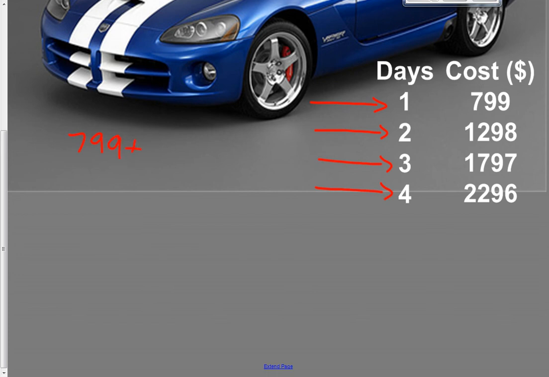$7.99 plus what number? That's called our common difference, gives us $12.98. Well, if you subtract $7.99 from both sides, what is our common difference? Our common difference is $4.99. So each and every day that I rent this Dodge Viper, it costs me $4.99 more. So add $4.99 to get to this number, add $4.99 to get to this number, and so on and so forth.